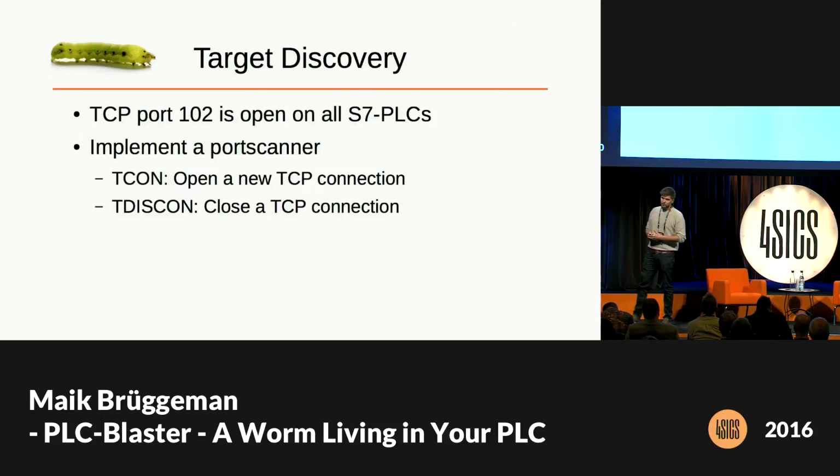If you want to implement a target discovery, the first thing you need is a characteristic that allows you to identify Siemens PLCs. And every Siemens PLC has an open TCP port 102. The port is always open, the user cannot close the port, and that means if you found an open port 102 on your network, the probability is high that you found a Siemens PLC.